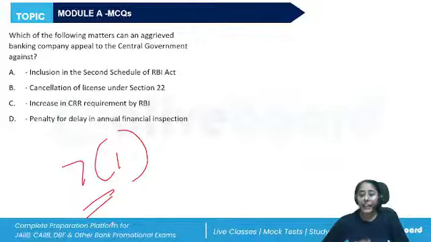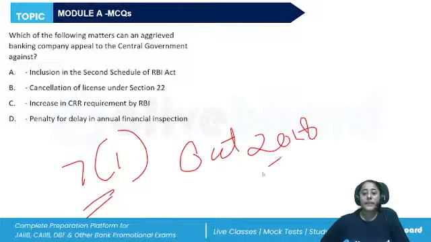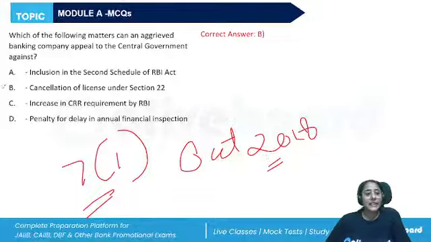Yes, it has been used only once. One time, in October 2018. What was the purpose? Separate letters were sent to the RBI governor and directions were given on issues ranging from liquidity for the NBFCs, capital requirement for the weak banks, lending to the SMEs. Right. So here the correct answer will be B. Cancellation of license under Section 22.